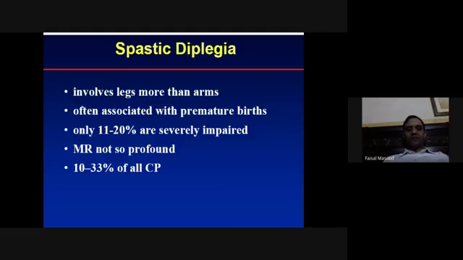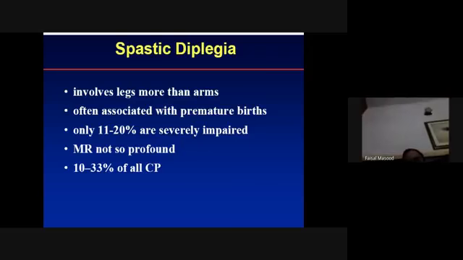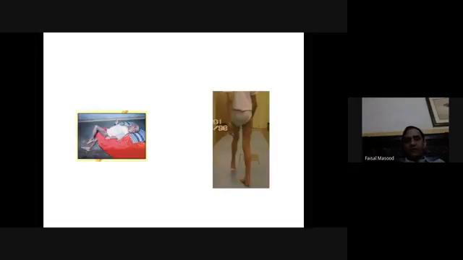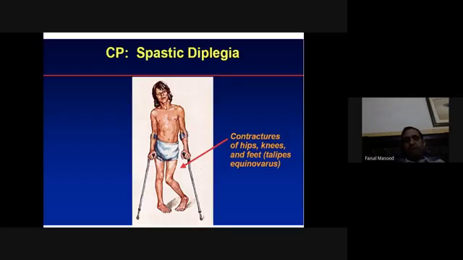Spastic diplegia involves legs more than arms, often associated with premature birth. Only 11 to 20% are severely impaired. Motor response is not profound, and 10 to 33% of all CP have spastic diplegia. The child will be having spasm, and both the upper or lower limb can be involved. In the lower limb, it results in scissoring gait. This is spastic diplegia. The upper limbs are normal, with contractures of the hip, knee, and feet.